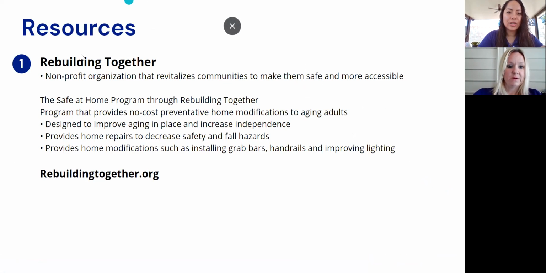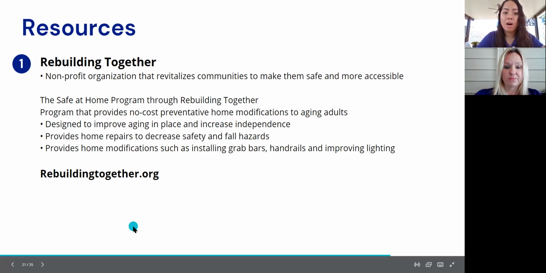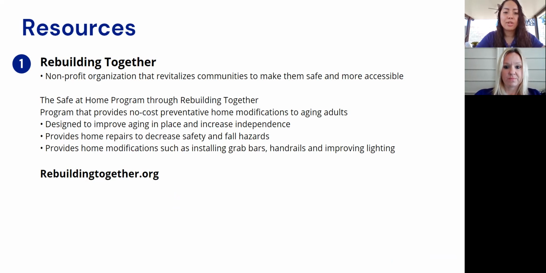Okay, so we're just going to go over a couple of resources. The first one will be Rebuilding Together, which is a nonprofit organization that revitalizes communities to make them safe and more accessible. The program provides no-cost preventive home modifications to aging adults, designed to improve aging in place and increase independence, providing home repairs to decrease fall hazards, and home modifications such as installing grab bars, handrails, and improving lighting. If you want more information, please feel free to visit rebuildingtogether.org.